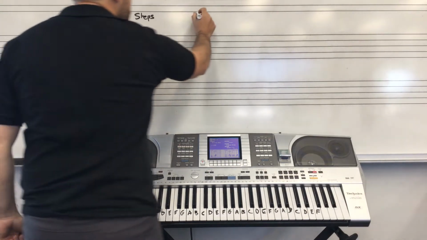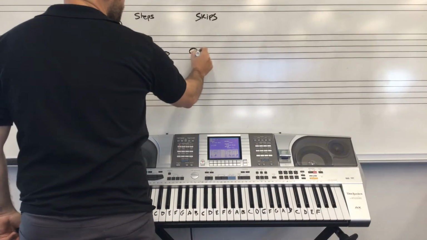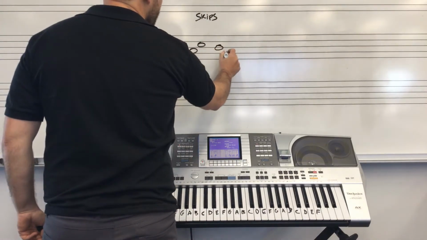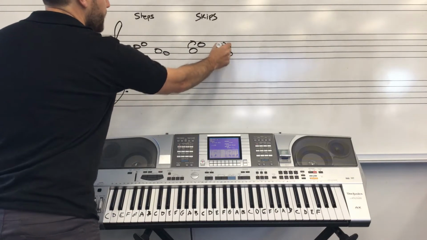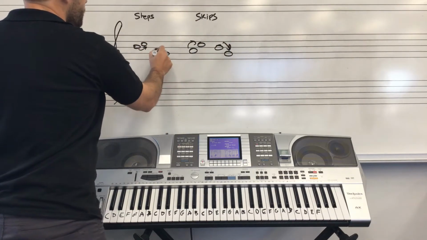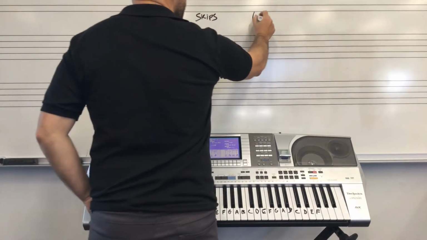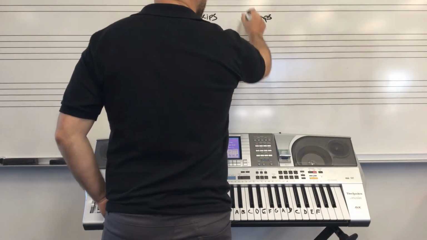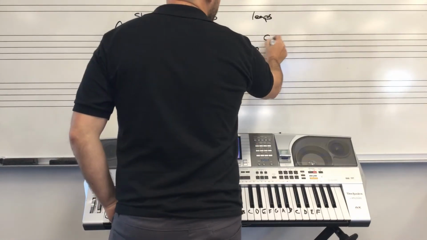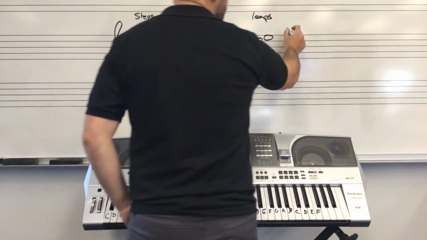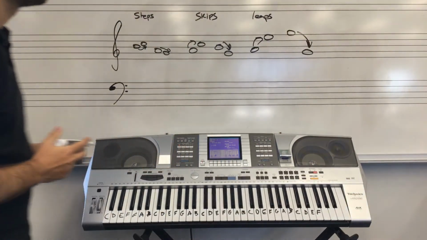We had skips, which were where we go space to the next space or line to the next line. This would be a skip up, this is a skip down, step up, step down. And then we had leaps, which was anything bigger than a skip. And here's one going up and here's a really big one going down. Okay, so that's our first level.